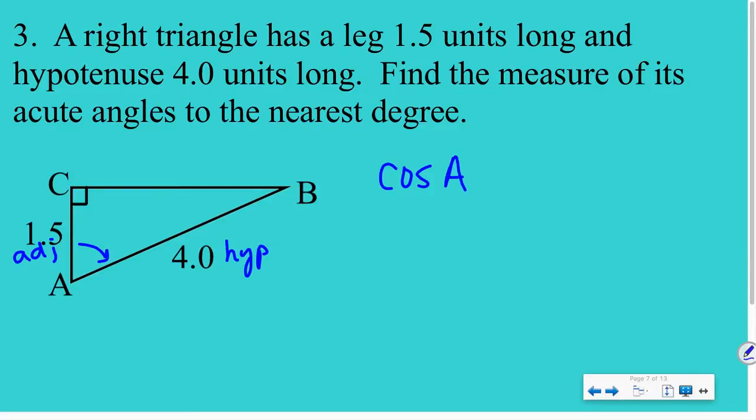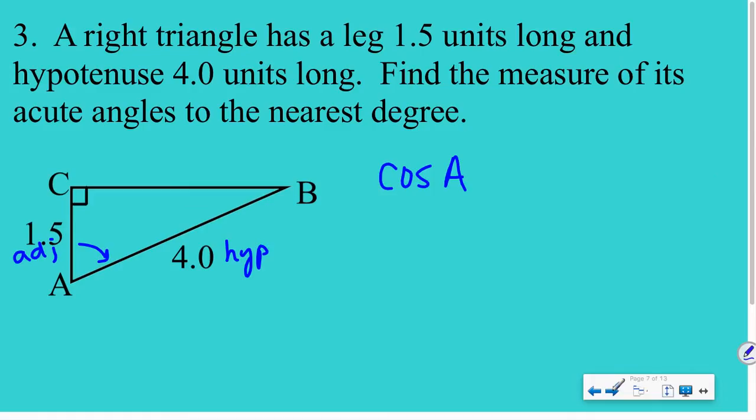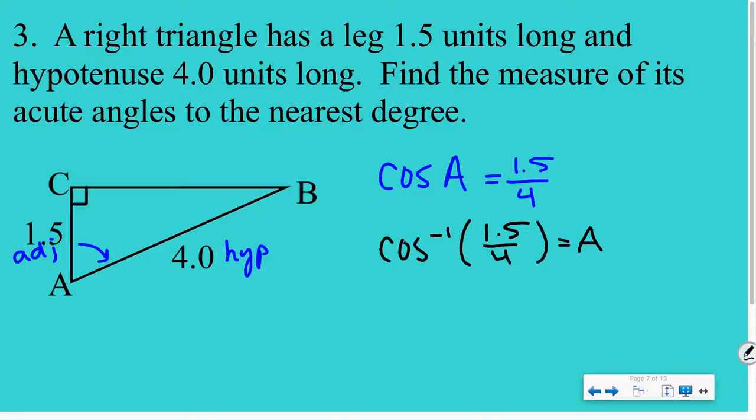We don't have an angle measurement to put in like we did on number 2. We actually wrote cosine 35. But here I'm trying to find angle A. So the cosine of A equals 1.5 over 4. When you want to find an angle measure, do we use the regular button or the inverse? Inverse. What you want to put in the calculator is cosine inverse of 1.5 over 4. So most of you will do second cosine 1.5 divided by 4.